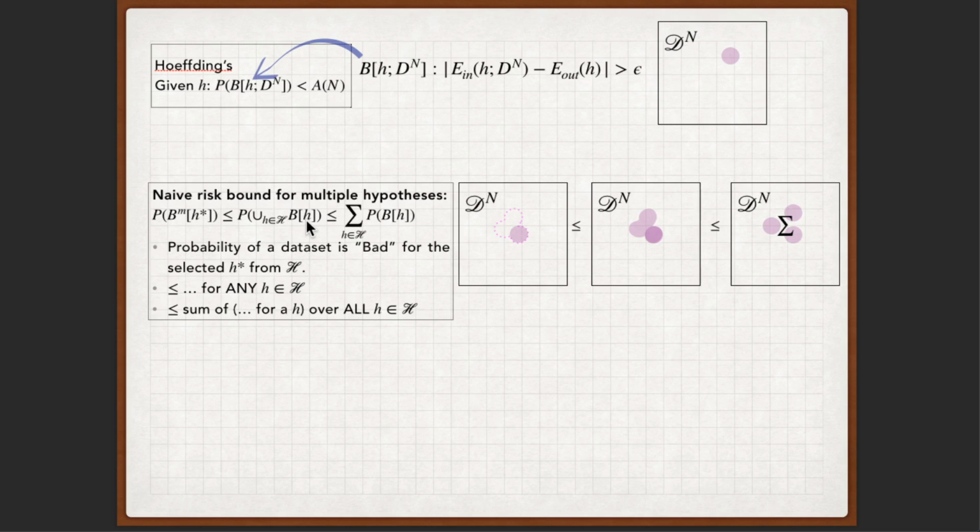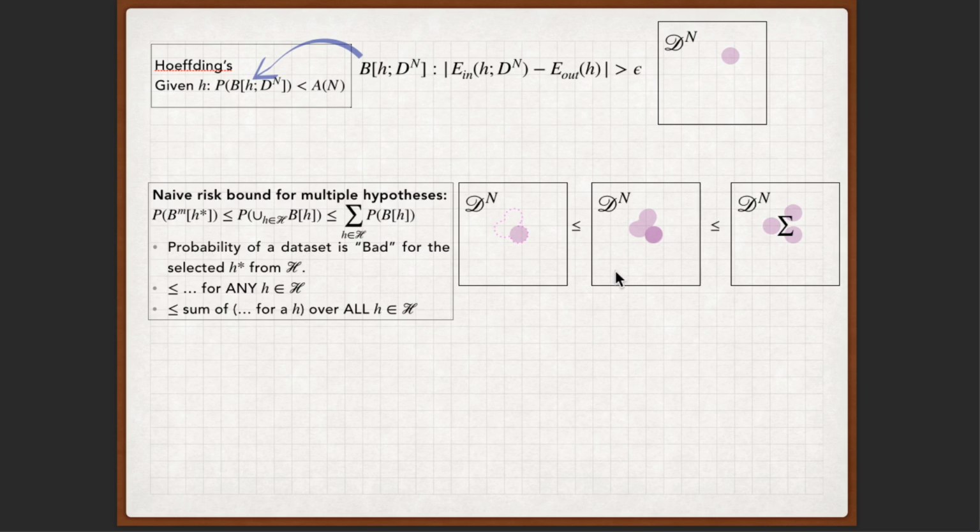The given training data set is bad for this particular hypothesis. If we take the union of all those bad events, this must include the event that the given training set is bad for the selected one. And this itself is then upper bounded by the sum of the probability of those individual bad events.